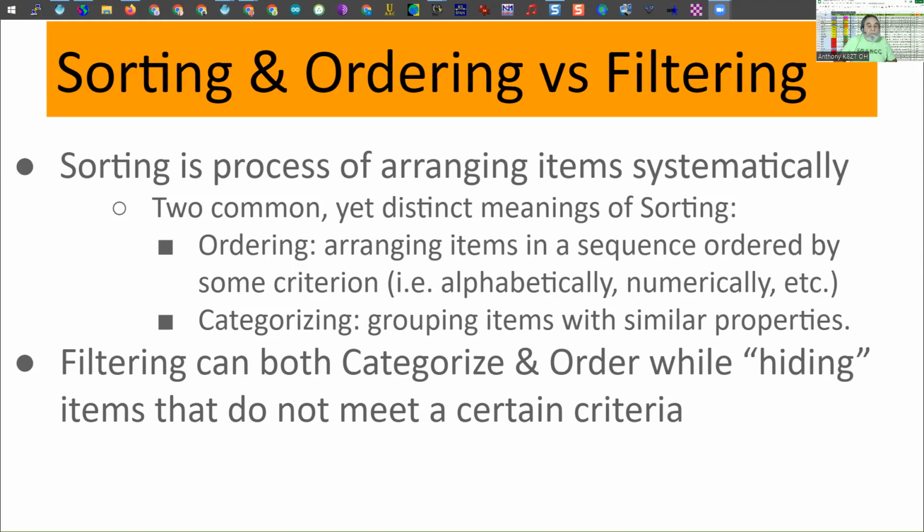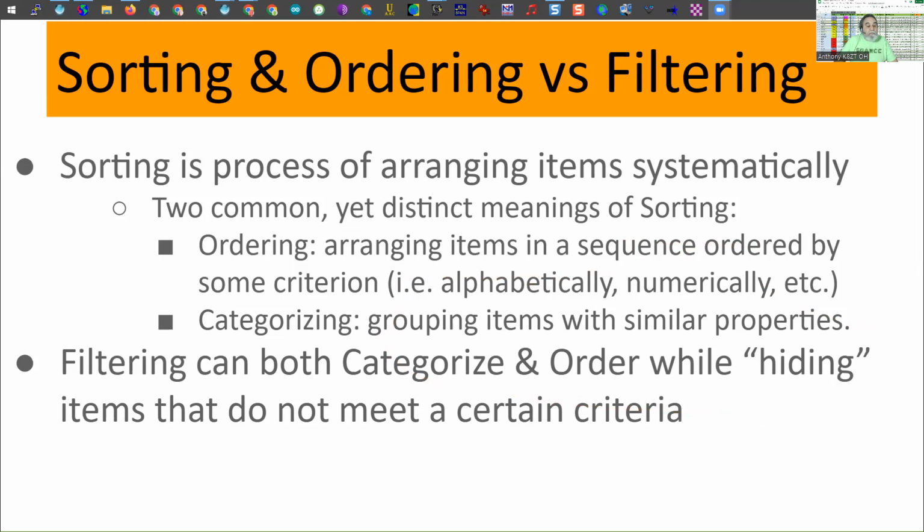This is grouping items with similar properties. So for example, when we're talking about animals, we could categorize them based on which family they belong to, which kingdom they belong to, or one characteristic that they all have. So we could have all the winged animals in one category, all the animals with fins in another category, etc. So when we talk about sorting, remember it could mean either ordering, putting things in a specific order, or categorizing, grouping things together. Filtering can both be used for categorization and ordering.